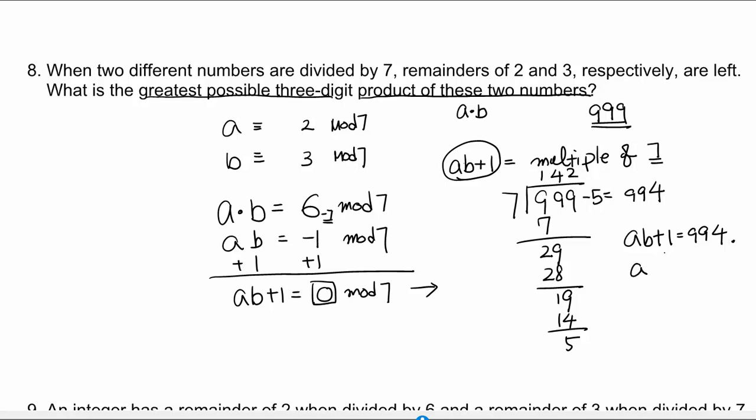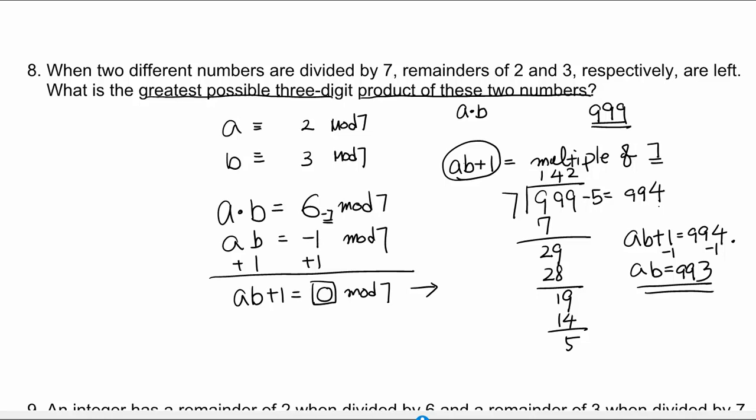So when you take away 1, AB equals what? 993. The largest 3-digit number is 993. That is the answer. Is it okay?